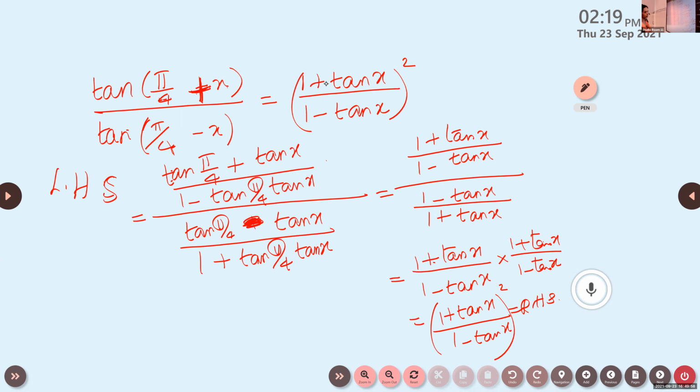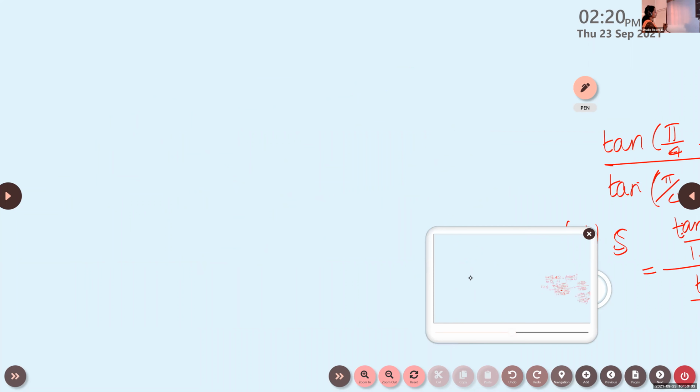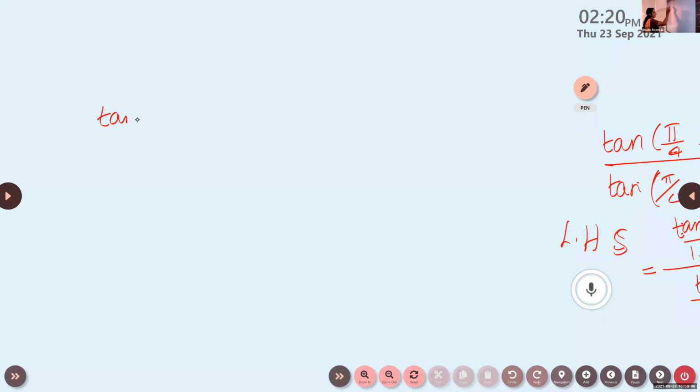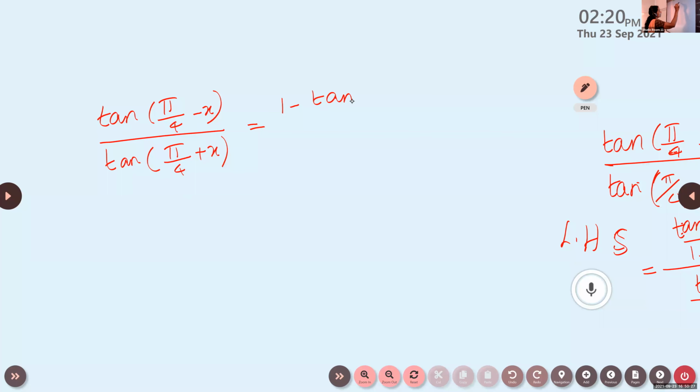Finished? Okay, now note down one more formula. Note down this as homework. Tan of pi by 4 minus x by tan of pi by 4 plus x is equal to, what will be the answer? It will be 1 minus tan x by 1 plus tan x the whole square.